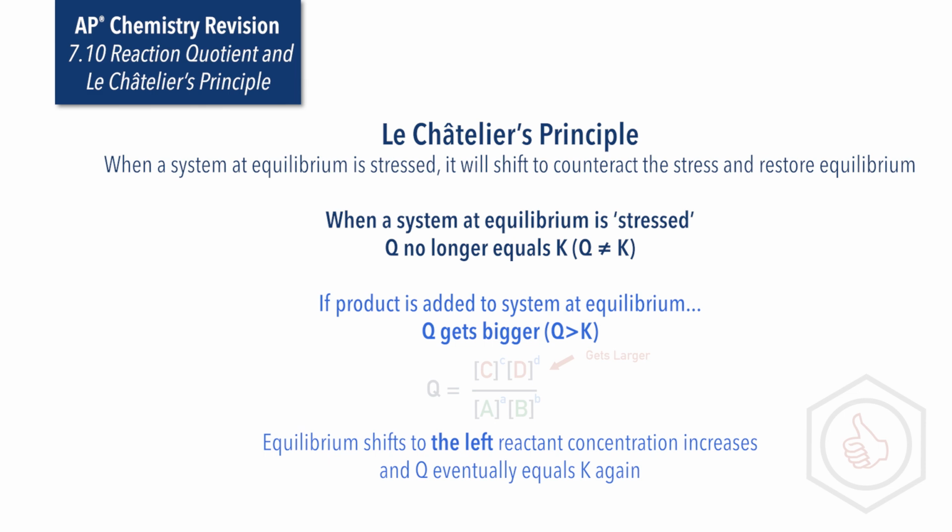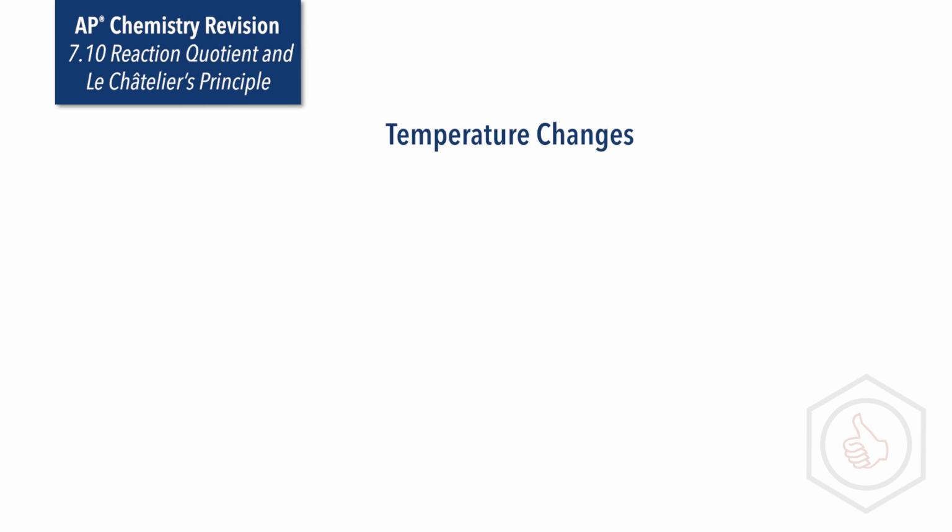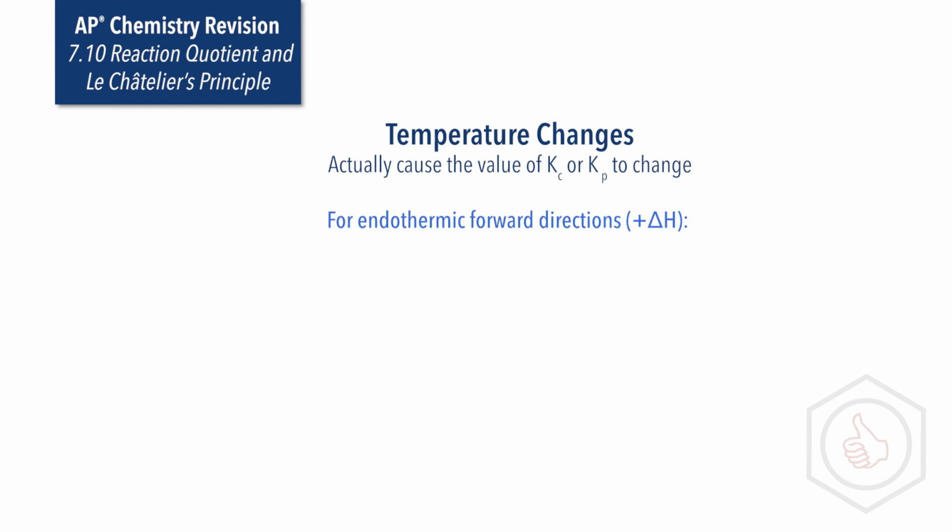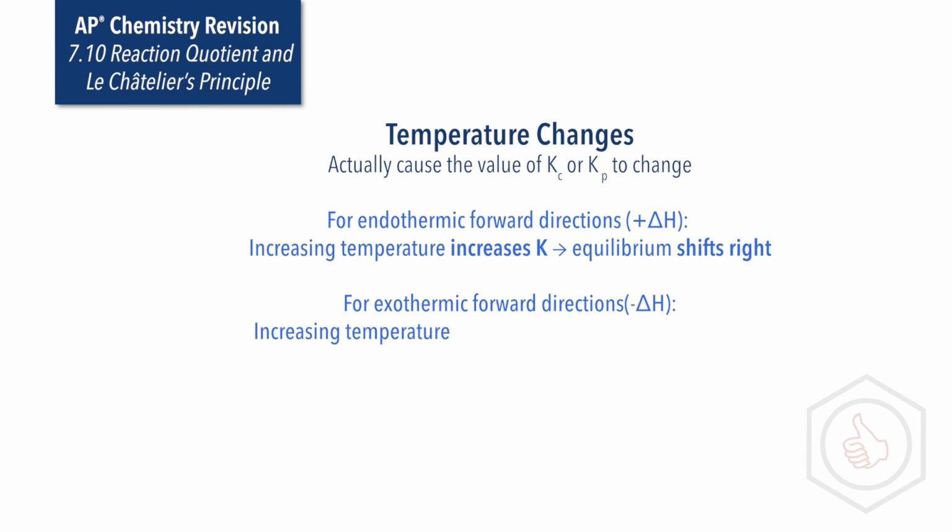Changes in pressure and volume for gas-based systems affect QP in the same way as QC. Temperature changes are slightly different because they actually change the value of K rather than Q. For example, for an endothermic reaction in the forward direction, an increase in the temperature increases the value of K. The system shifts to the right. For exothermic reactions, an increase in temperature decreases K and the system shifts to the left.